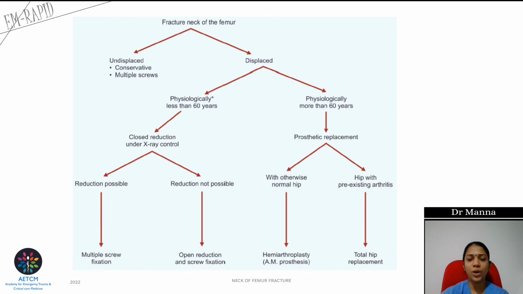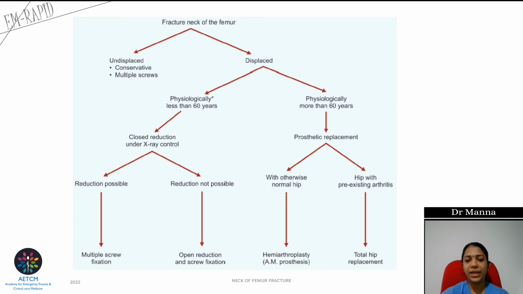So this is broadly a flowchart showing the management of neck of femur fracture. If it is an undisplaced fracture, sometimes conservative management will be done, and sometimes screwing might be done. If it is a displaced fracture, depending on the age, if the age is less than 60 years and closed reduction can be done under X-ray control, and if closed reduction is successful, we can just screw the fracture. If closed reduction fails, we will do open reduction and screw fixation. And in the elderly, more than 60 years, they might require a hip replacement.